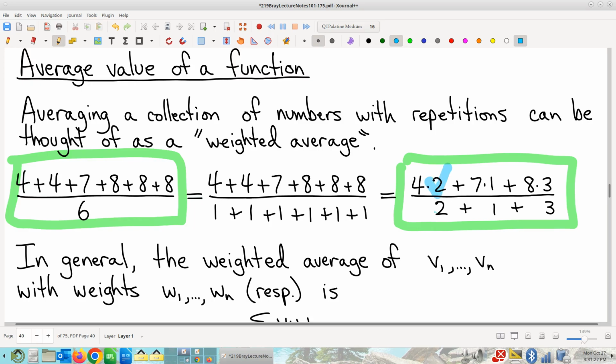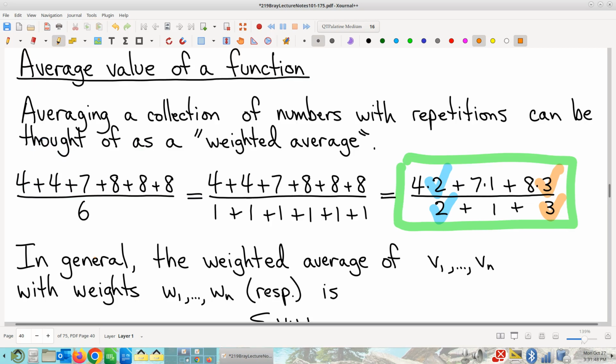The 2s there and there are accounting for the fact that we're double counting the 4. And the 3s here and here are accounting for the fact that we're triple counting the 8. Is that cool? Does everybody kind of see what I'm talking about? Okay. All right, so this is called a weighted average.